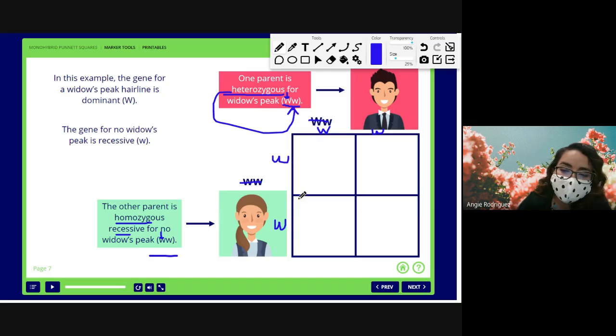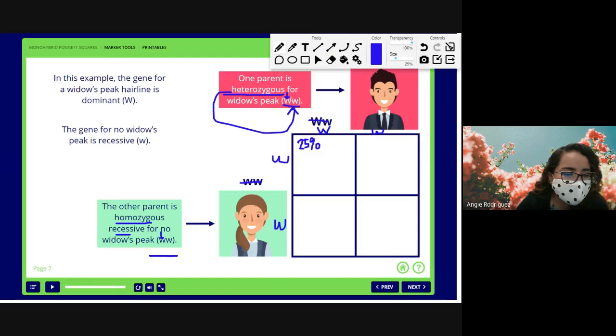So we're going to cross them. For this first square, remember it's 25%, right? So that means if this couple has a baby that's going to come out like this, it's going to be a 25% chance that this couple has a baby like that.